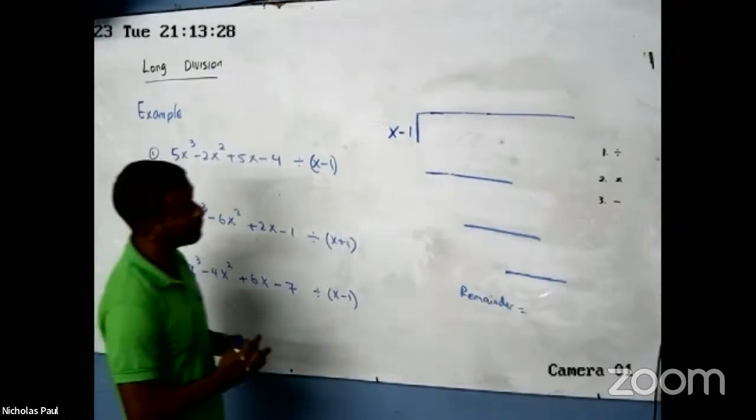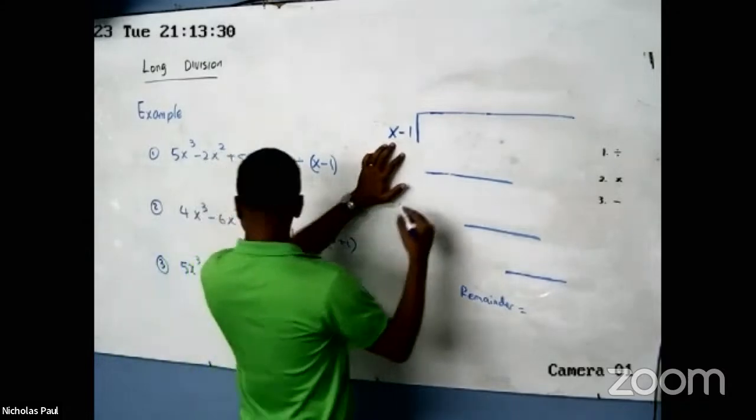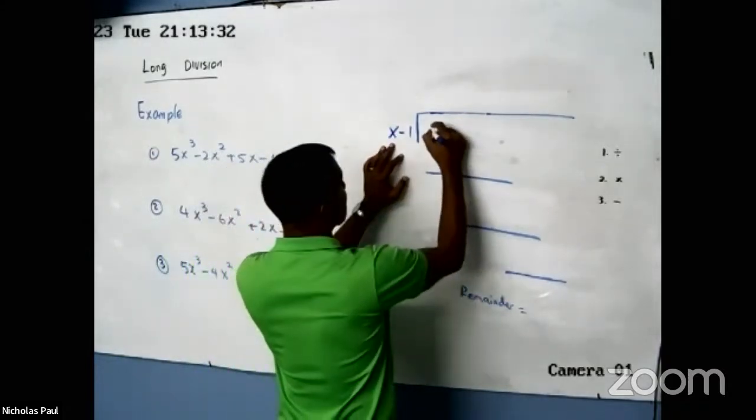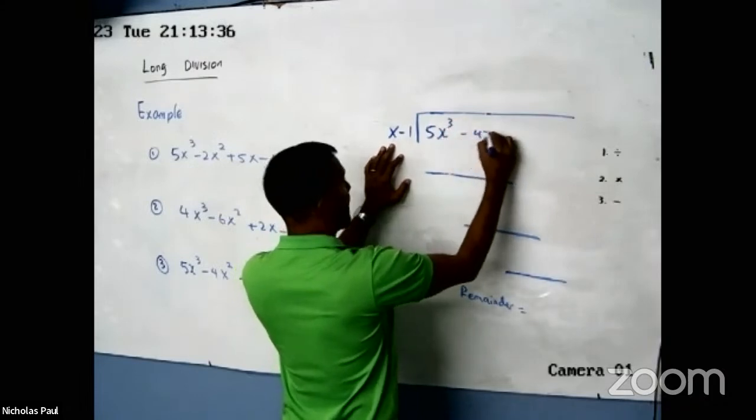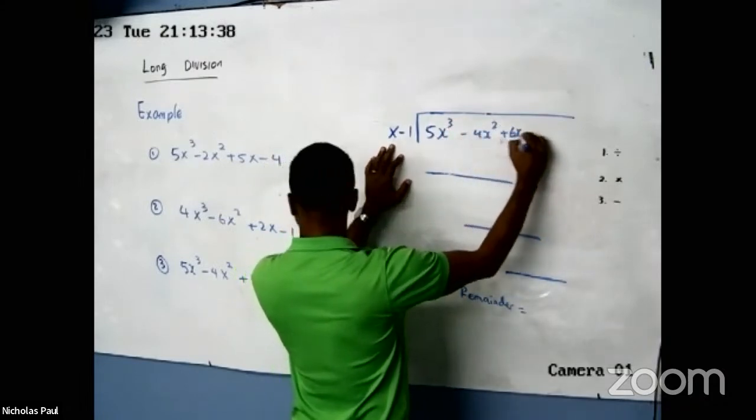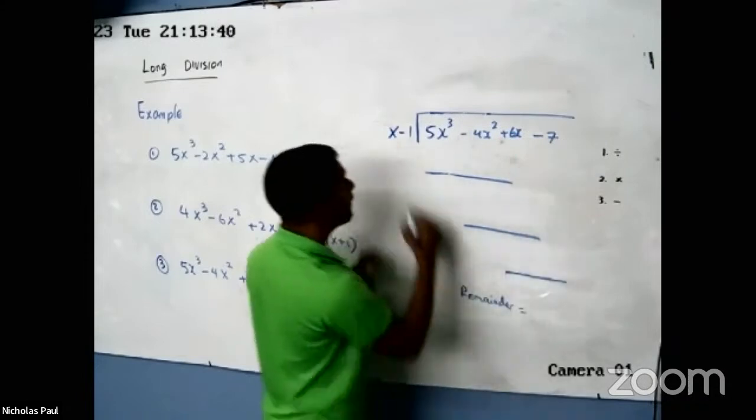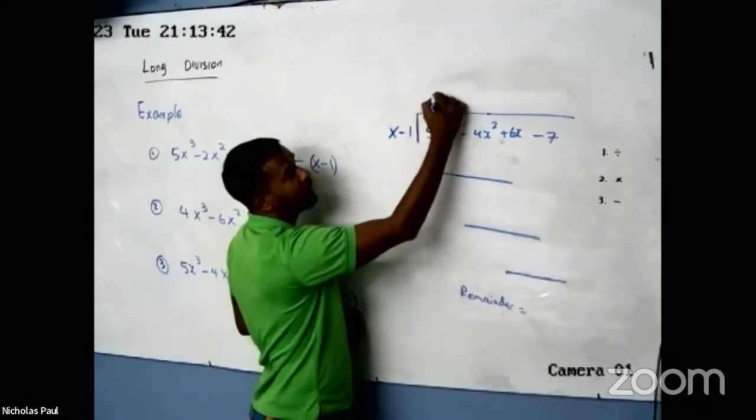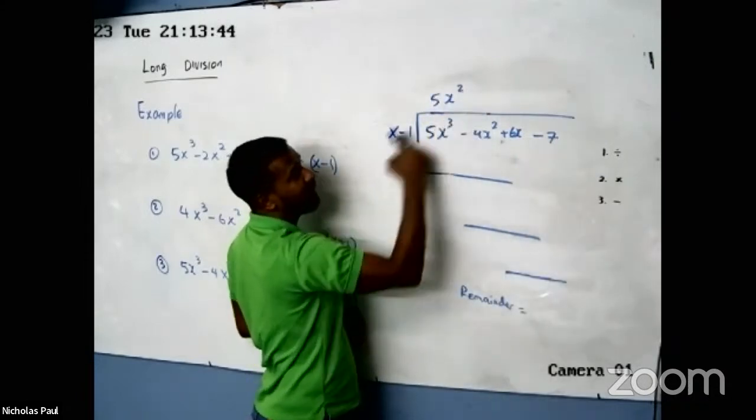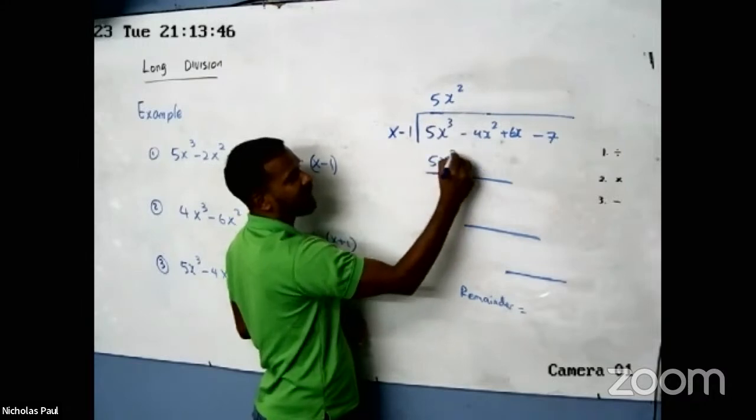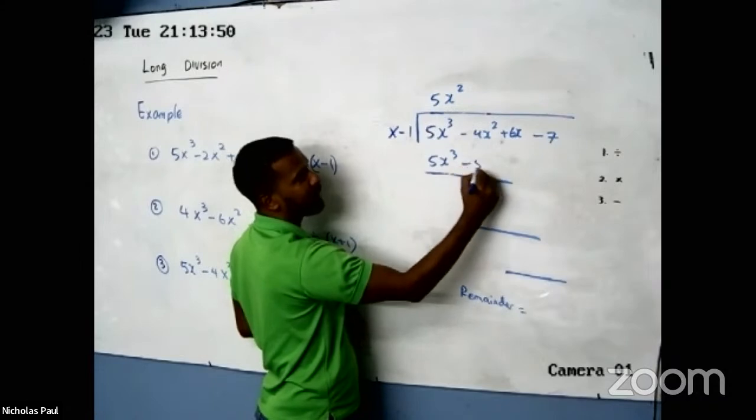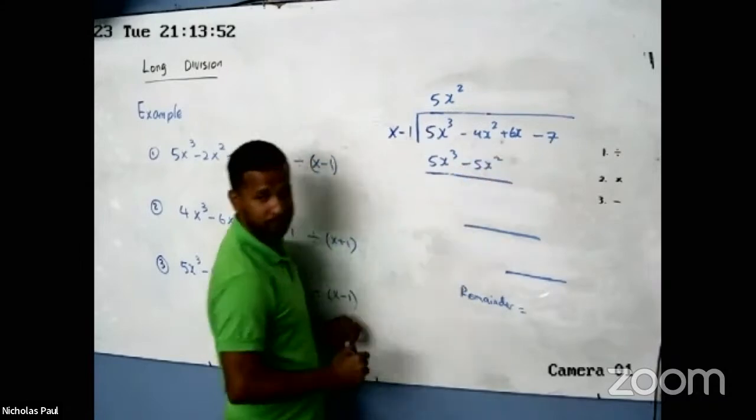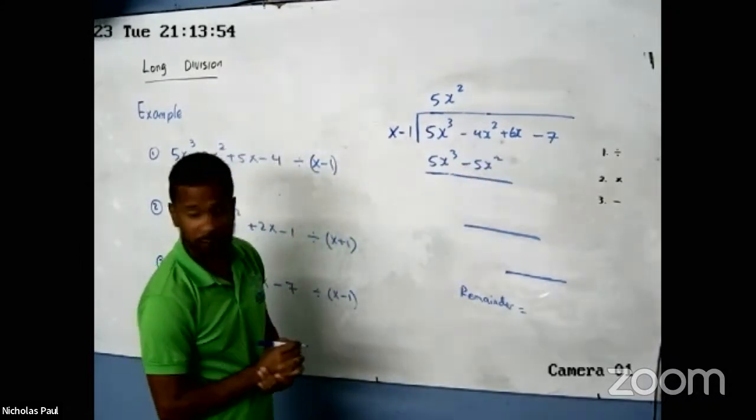All right. So x minus 1 into 5x cubed minus 4x squared plus 6x minus 7. So x into 5x cubed is 5x squared. 5x squared by x, 5x cubed. 5x squared by minus 1 is minus 5x squared. That's okay? What's the next step?